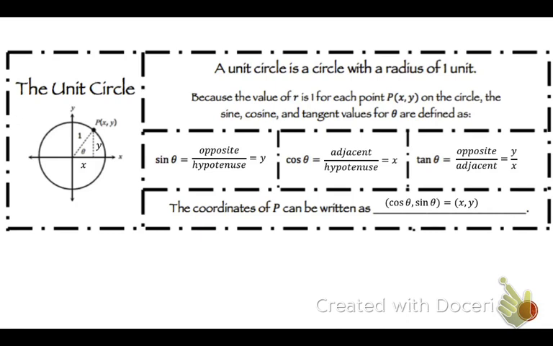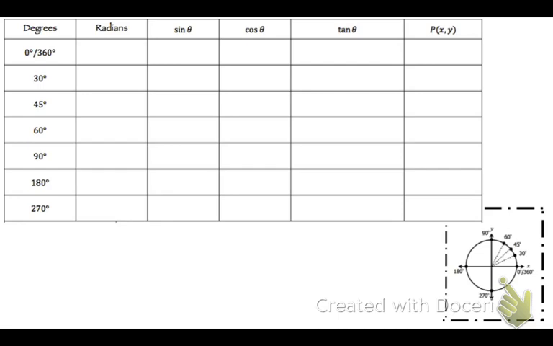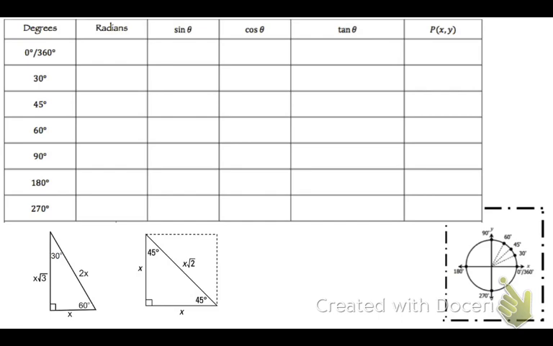Okay, let's get into this madness. We need to find radians and then sine, cosine, tangent, and the point for each. If we know these points right here, we're going to be golden on this whole circle. We just need to know these ones. Let's first start with our 30, 60, 90 triangle and our 45, 45, 90 triangle. These are going to help us so much on this unit circle.